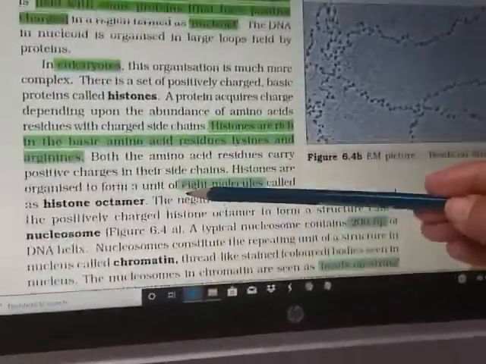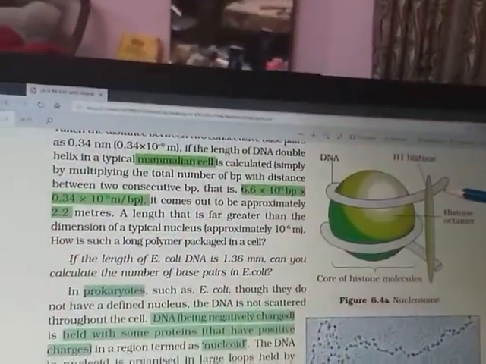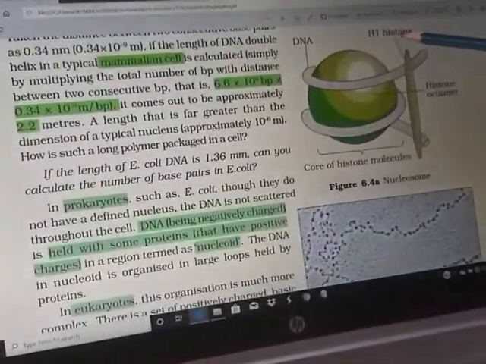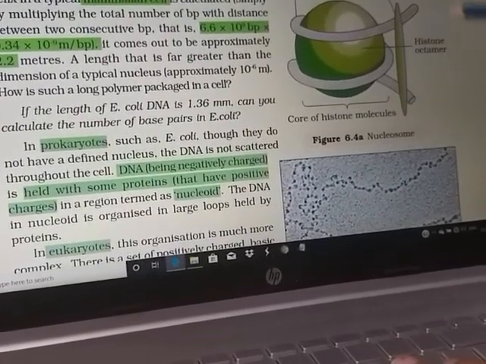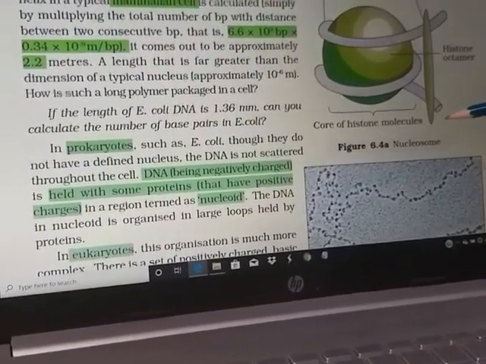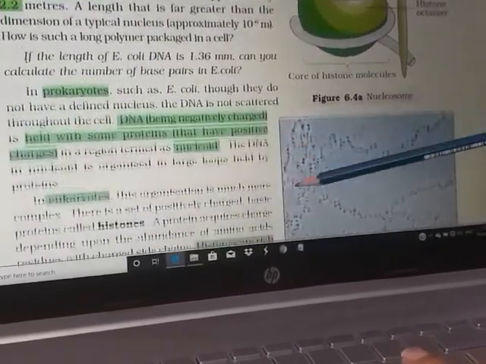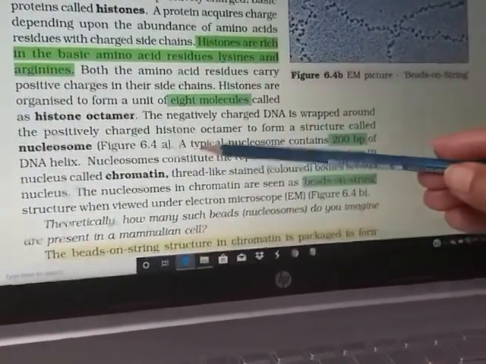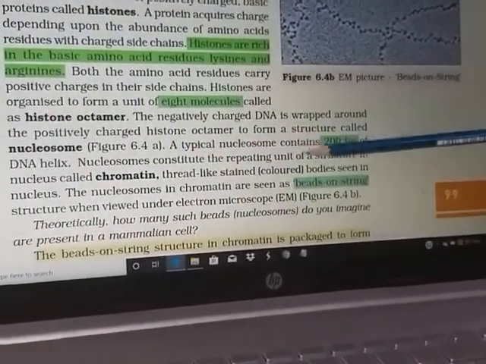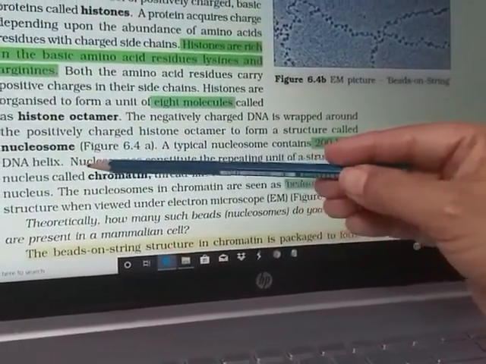Let us see the diagram. This is the diagram of the nucleosome. This is DNA coiled around the histones. This is the histone octamer, and this structure is called a nucleosome. It looks like a bead. A typical nucleosome contains 200 base pairs of DNA helix.